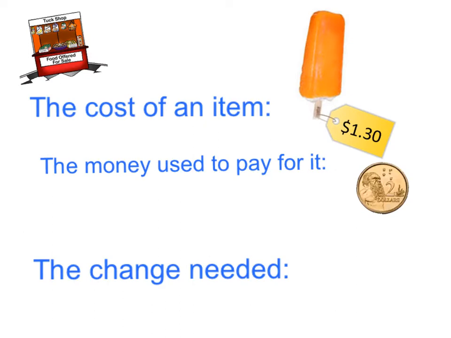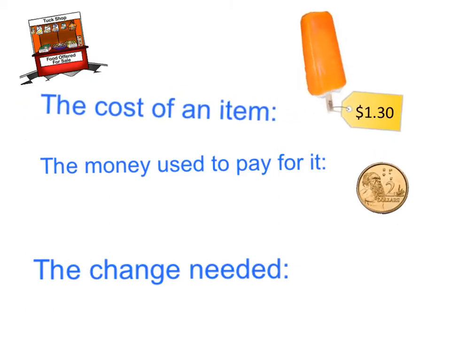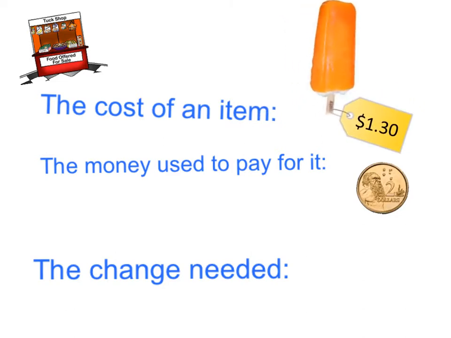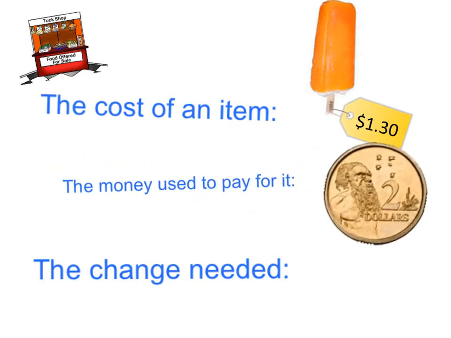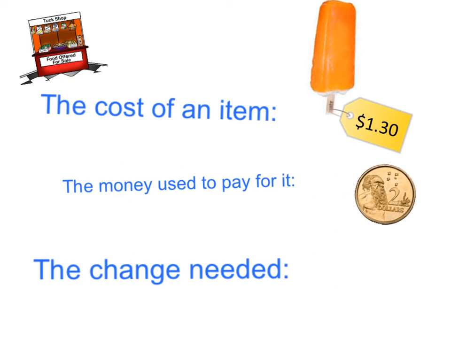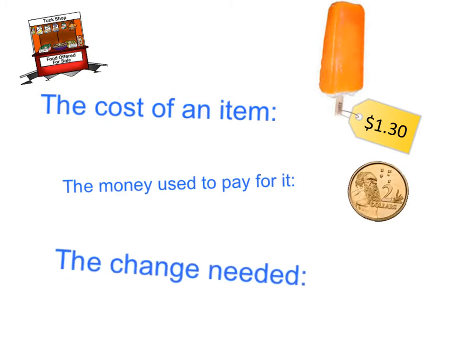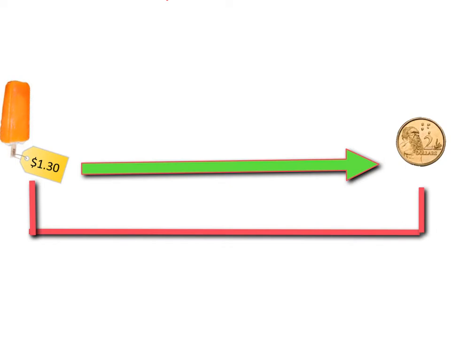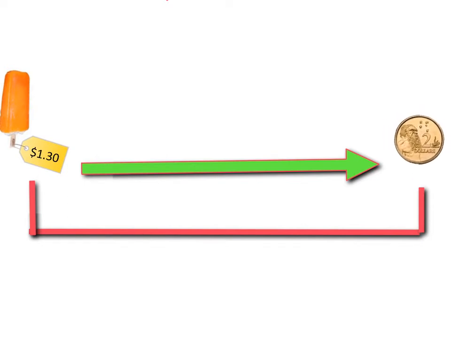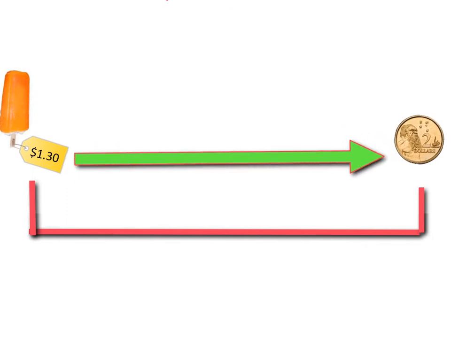This time, the cost of our item, we're going to be buying a delicious orange icy pole. Our icy pole costs $1.30, and the money that we're going to use to pay for it is a $2 coin. Now, $2 is more than $1.30, so that means I'm going to get some change back, and I need to figure out the change needed. Remember, we count forward from how much the item is to the money we paid with, and the difference in between these two will tell us how much change we should get back.